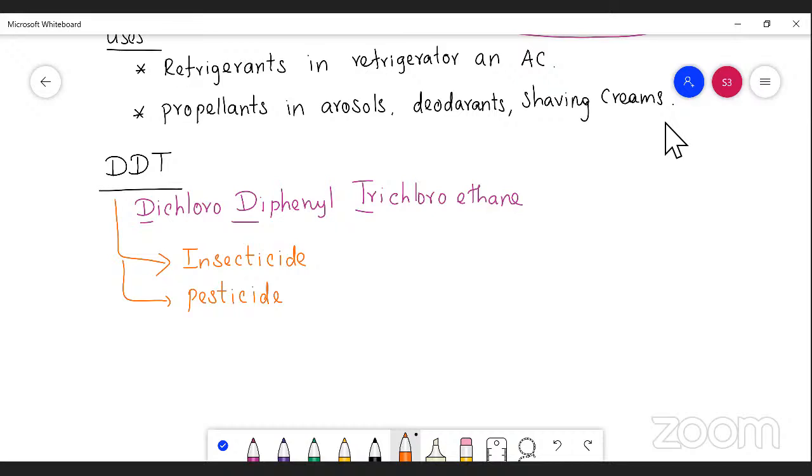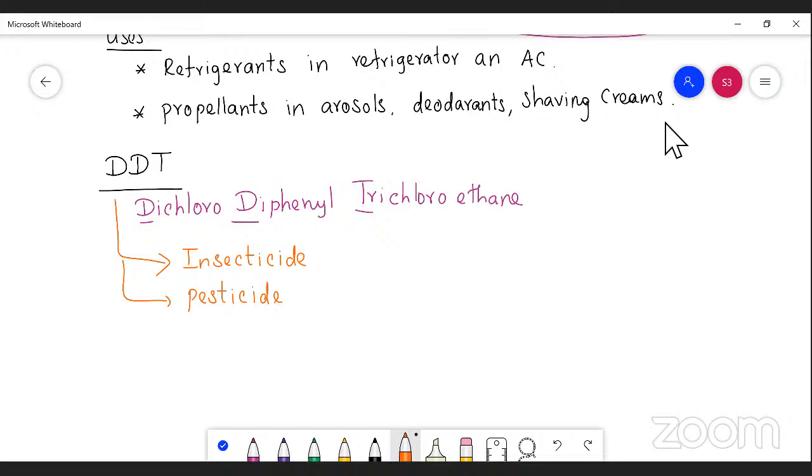Insecticide and pesticide. Insects like lice, house flies, and the mosquito will be killed by this DDT. The insects which carry diseases like malaria and yellow fever are also killed by this DDT. And here we may take the pest, that is the agricultural pest. So DDT is used as an insecticide as well as a pesticide.